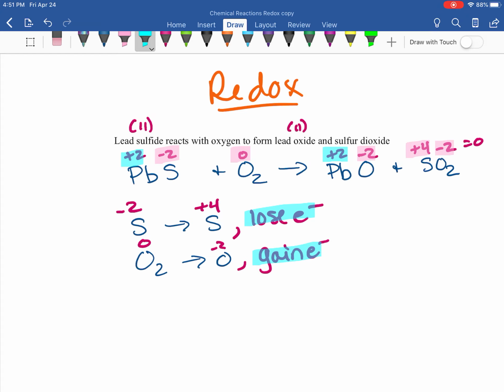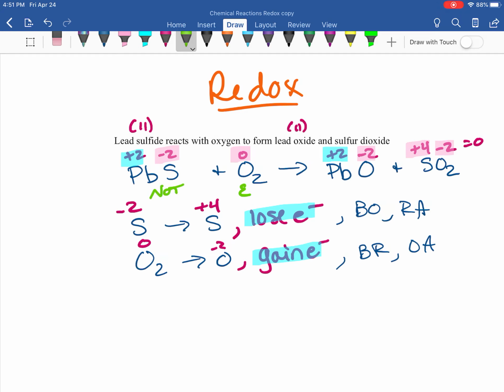You always have to have something in your redox lose and something gain. Can you have 2 elements lose electrons and 1 element gain? Absolutely. Can you have 3 elements lose electrons and 1 element gain? Absolutely. But you have to have at least one of each. You have to have a flow of those electrons. So somebody's got to give it away and somebody's got to take it. All right, and then if we want to add our vocab to this, anytime you lose electrons, you're being oxidized and you're the reducing agent. And then anytime you gain electrons, you are being reduced and you are the oxidizing agent.